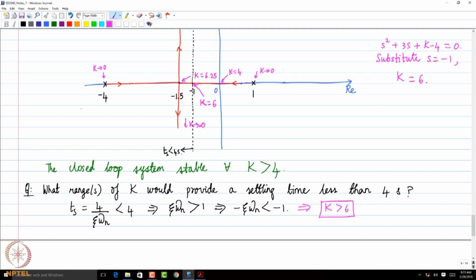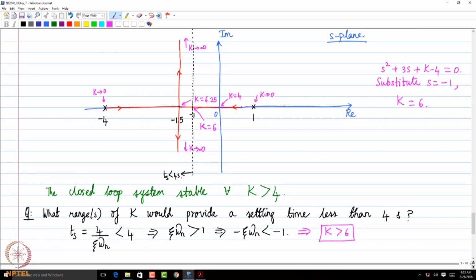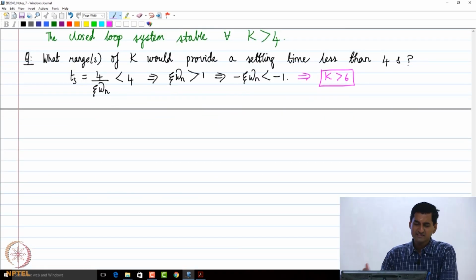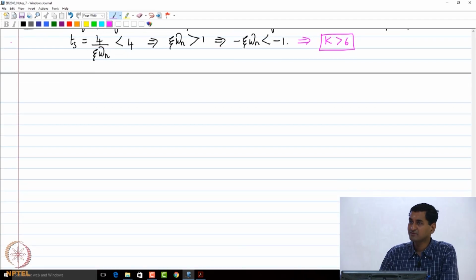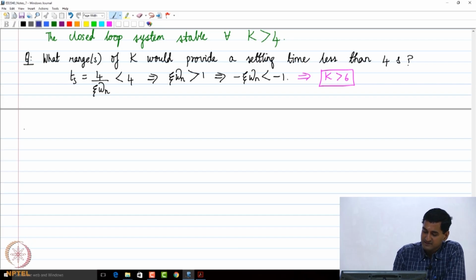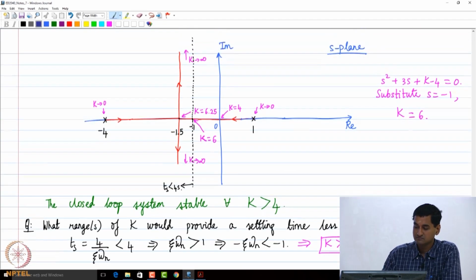Is it clear? So any questions on this? Right. Okay. So now what I am going to do is another example, and then we will quickly run through all these steps. So let's do another example for a root locus.